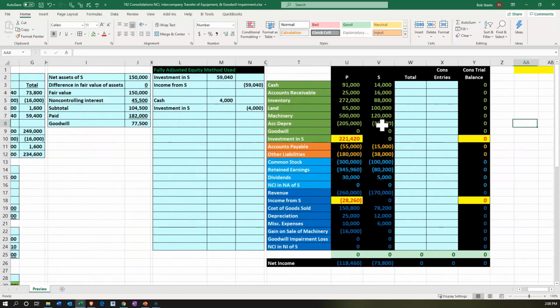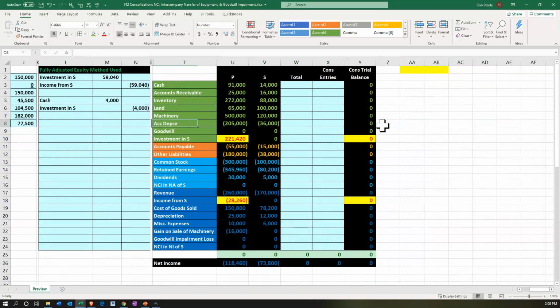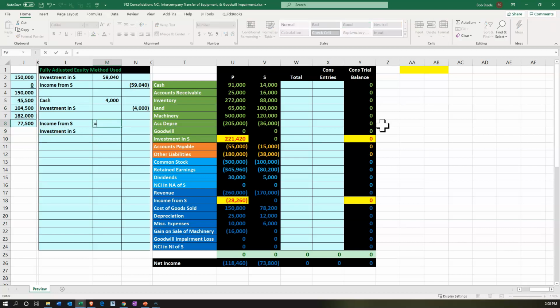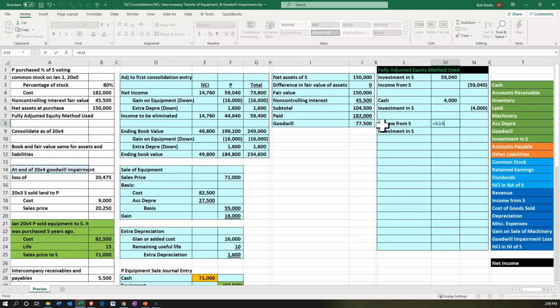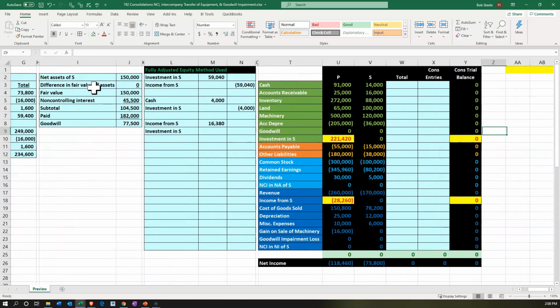That would lower our net income calculation. So that's going to be a debit to the income from S because it's like an expense. And then we're going to credit our investment because it's going to go down by this impairment of our asset that was in S's goodwill, and it's going to be for that $20,475. This isn't what the goodwill was impaired to; this is the impairment, how much it went down by, times 80%. So we have to deal with that. All right, so that's going to be the debit and the credit.